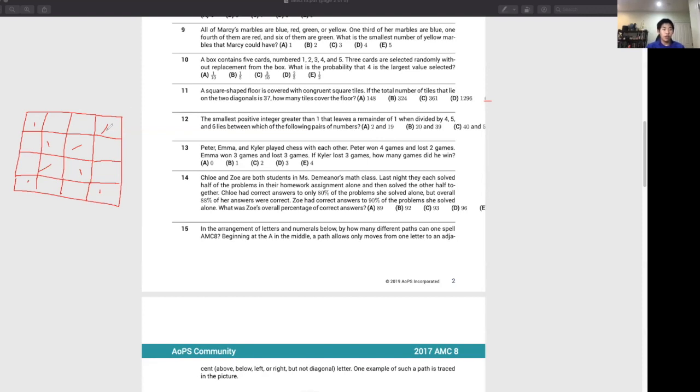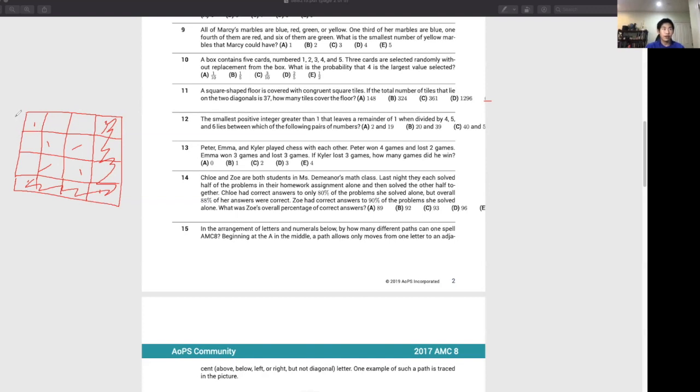However, when it was odd, we noticed that the middle tile was shared, right? If we ignore this and go back to a 3 by 3, the middle tile is now shared, and we get an odd number of total tiles. So since we have 37 on the diagonal, that means that it has to be an odd side length. But what exactly is that side length?